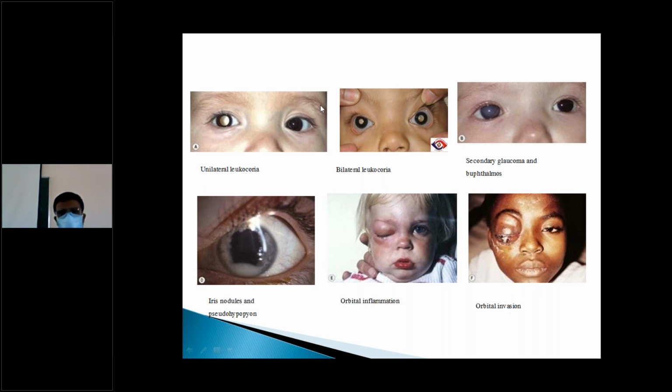There are various types of presentation. Leukocoria, this is bilateral leukocoria. It can present as secondary glaucoma and buphthalmos. It can present as pseudohypopyon. It can present as orbital inflammation. These are the various types of presentation of retinoblastoma. The most common presentation is leukocoria, or whitish reflex in the pupillary area.